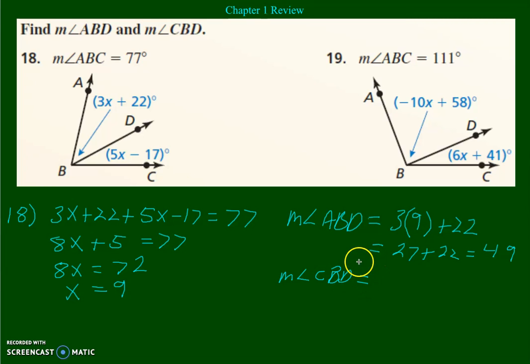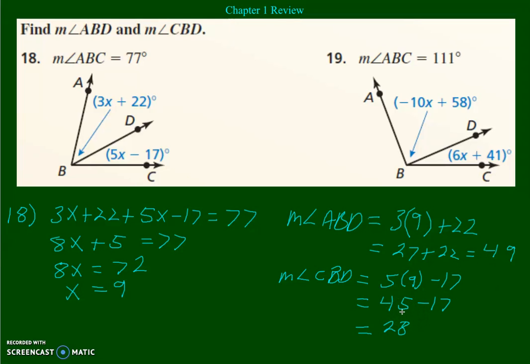Now we could do one of two things. We could take this value and subtract it from 77, or we can just plug this 9 back into this expression. So let's just make sure that we got everything right. 5 times 9 minus 17, that's going to equal 45 minus 17, and that's going to equal 28. And if we look, 28 plus 49 does in fact equal 77.